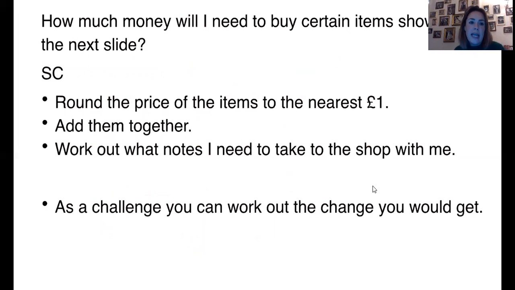So your job today is to work out how much money you will need to buy certain items shown on the next slide. The success criteria, or your steps to success today. You need to round the price of the items to the nearest pound. You need to add them together and work out what notes you need to take to the shop with you. As a challenge, you can work out the change you would get. Let's have a look at one together.